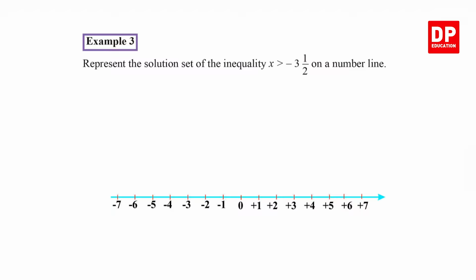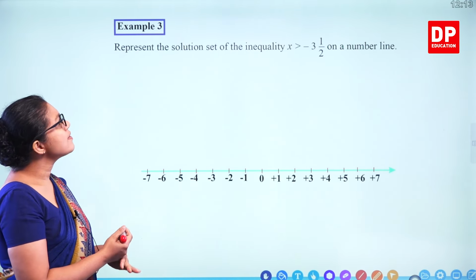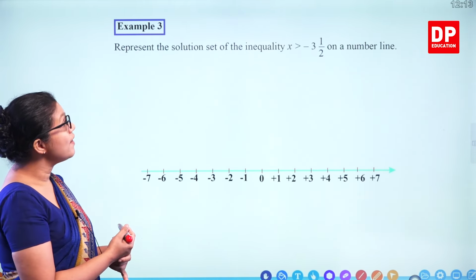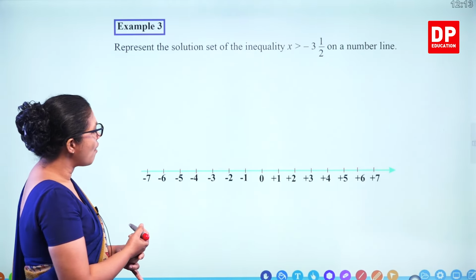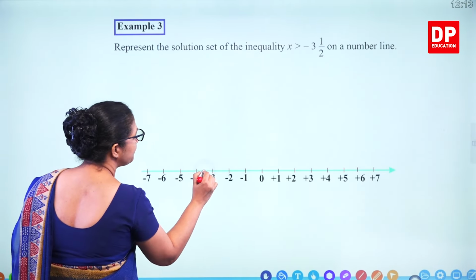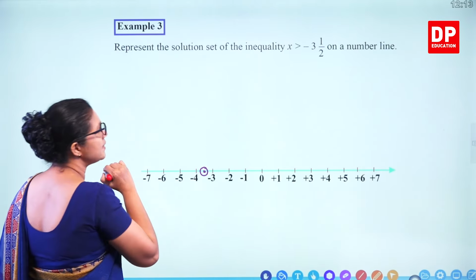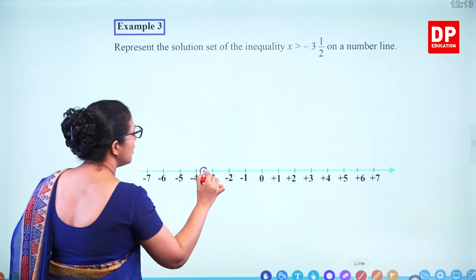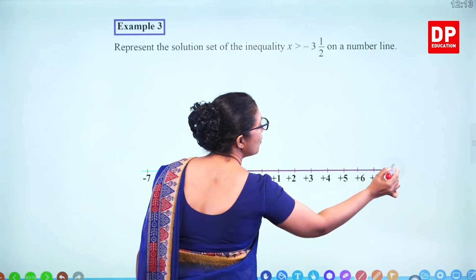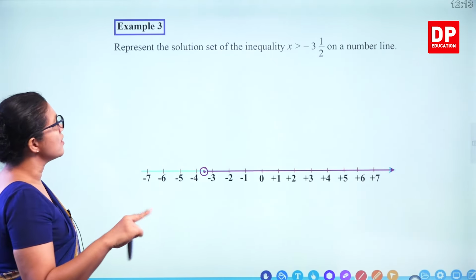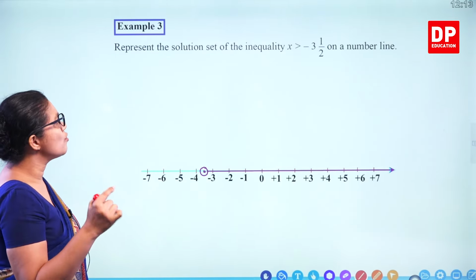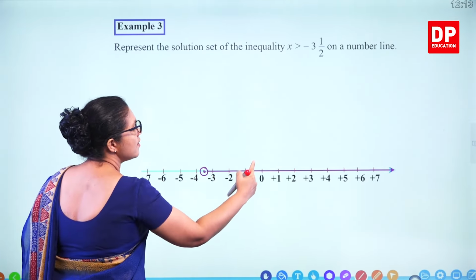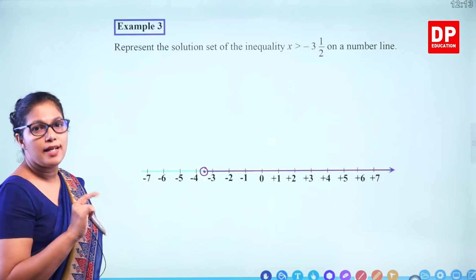Example number 3. Represent the solution set of the inequality x greater than minus 3.5 on a number line. Now this is all solutions, the set of solutions. So you can draw the line. First mark minus 3.5. So in between these two, not equal. So open circle. And x greater than that. So you draw an arrow this way. So any solution, decimals, fractions, any solution can be got with this inequality sign.